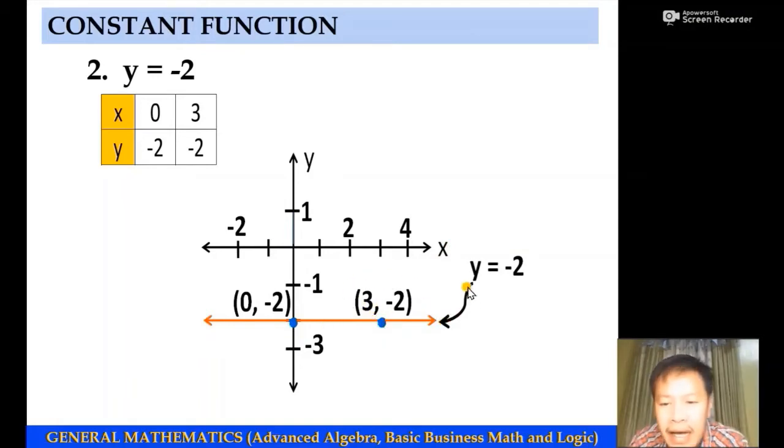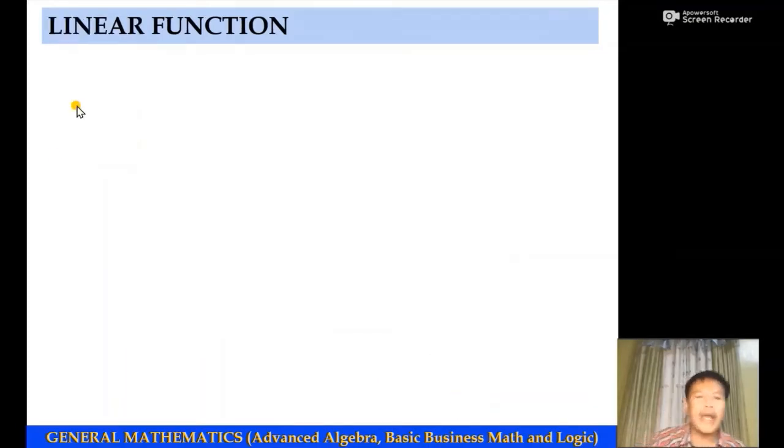This is the equation of this line, y is equal to negative 2. This is very simple. Now, the slope is equal to 0 and the y-intercept is negative 2. We will proceed with linear function.